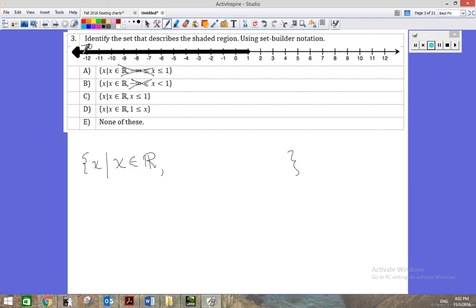Now, what I'm interested in is the set of all real numbers X, such that X is less than or equal to +1. So there's my inequality that describes all of the numbers that are smaller than 1. I may have said -1. Smaller than positive 1, including positive 1. That's what I'm looking for, and I see it in choice C.